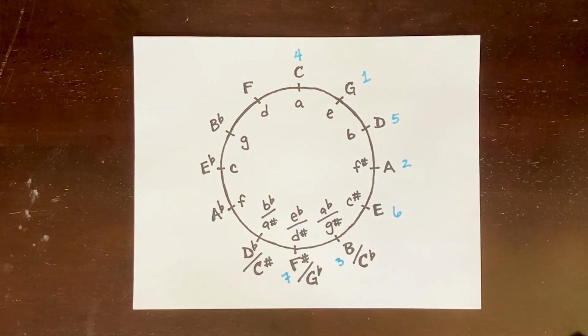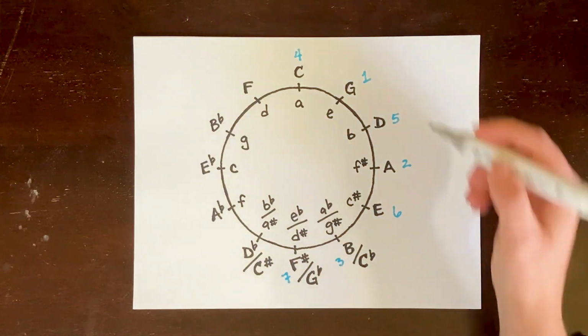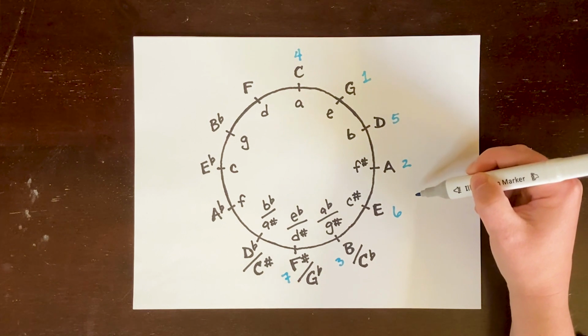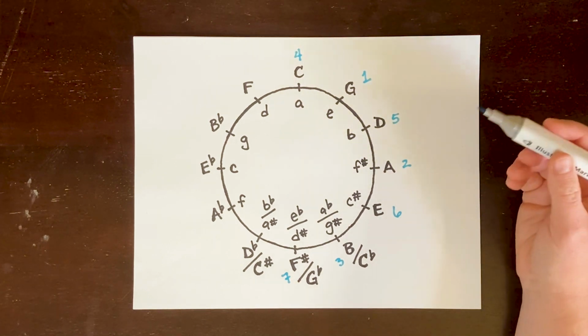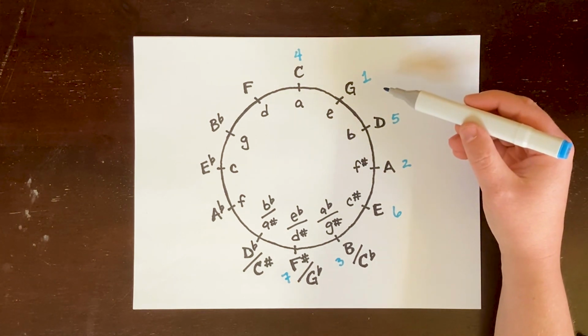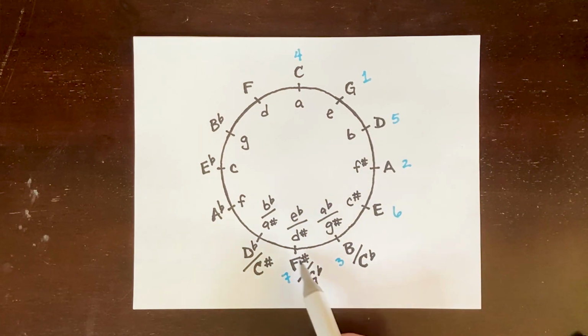Now, if you remember how the circle of fifths is set up, every time we go one spot to the right, we're going to add another sharp. So in this key, that 7th scale degree is F sharp. Well, that's also the first sharp in the order of sharps.